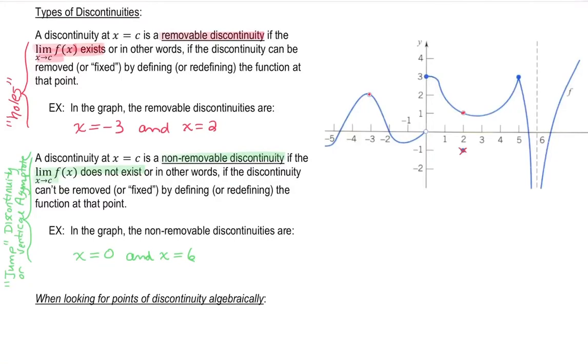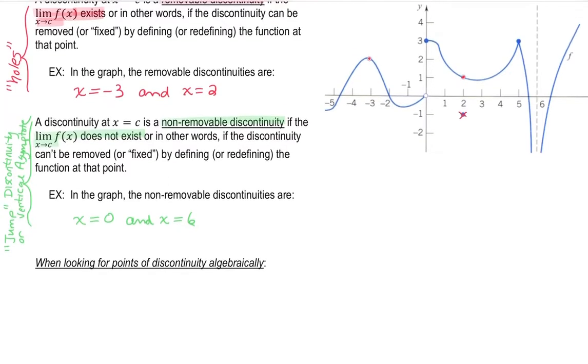So we ended last time by defining these two types of discontinuities, and we're going to continue our conversation about discontinuities, and we're going to now look at some examples. But before we do that, let's talk about how we are going to find, if we're just given the algebraic form of f of x, meaning not looking at the graph, where there are some points of discontinuity.